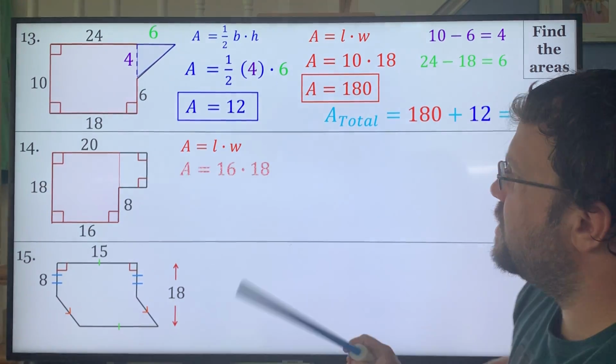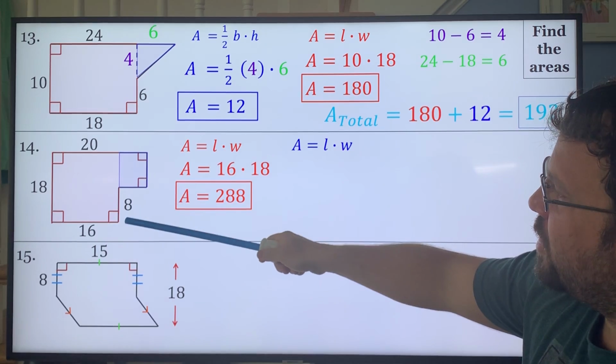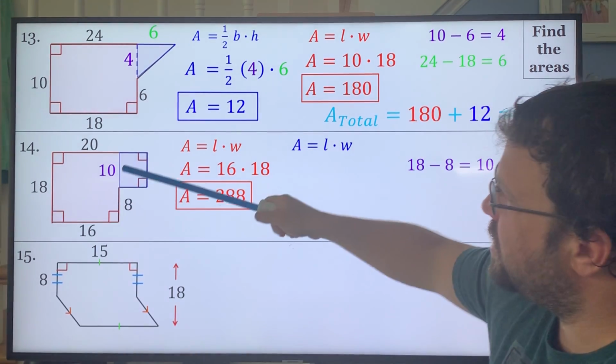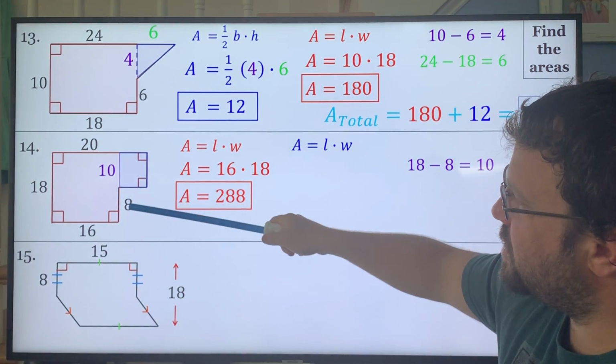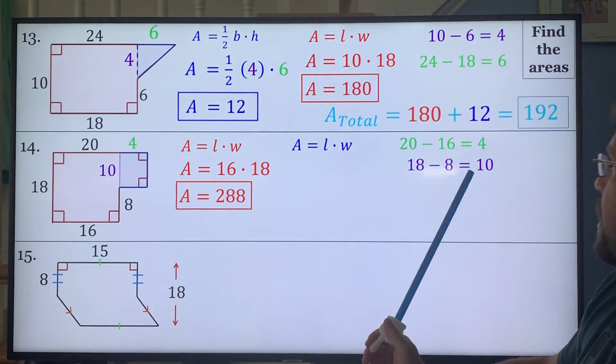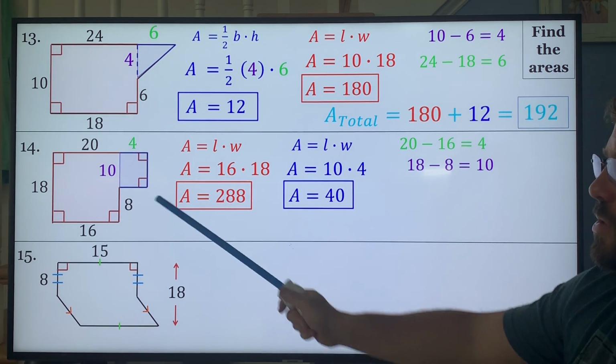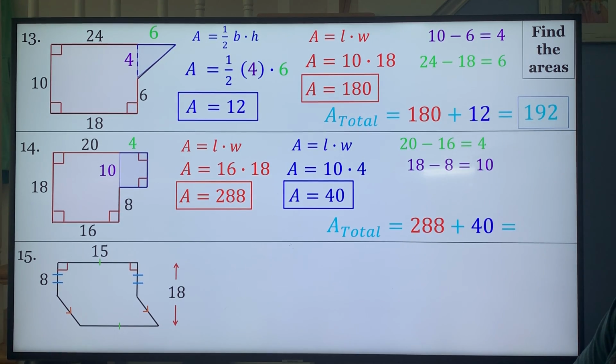18 and 16 gives you 288. And then this little rectangle here, well, since this is 8 and this is 18, this is 10. 18 minus 8 is 10. And then 20 minus 16 is 4. All right. So 10 times 4 is 40. Take the 2 numbers, since they're non-overlapping parts, you do your addition postulate, and you get 328 as an answer.